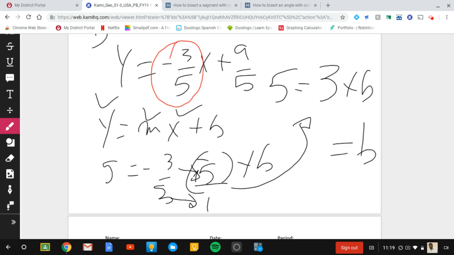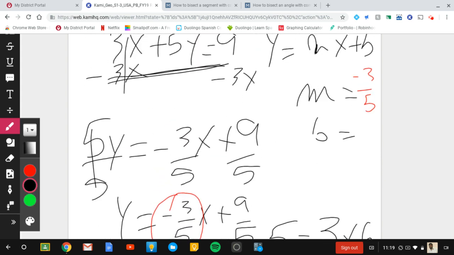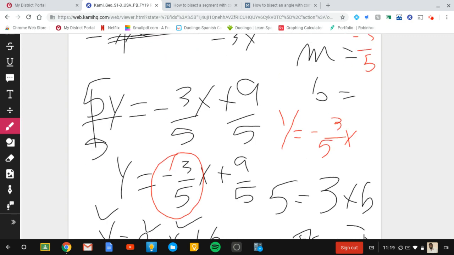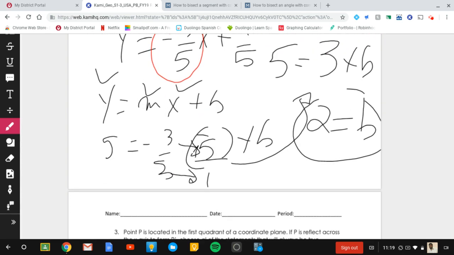I'm subtracting 3 on both sides, so b is going to be 2. Okay, so I can go back and write my equation to be y is equal to negative 3 over 5x plus 2.